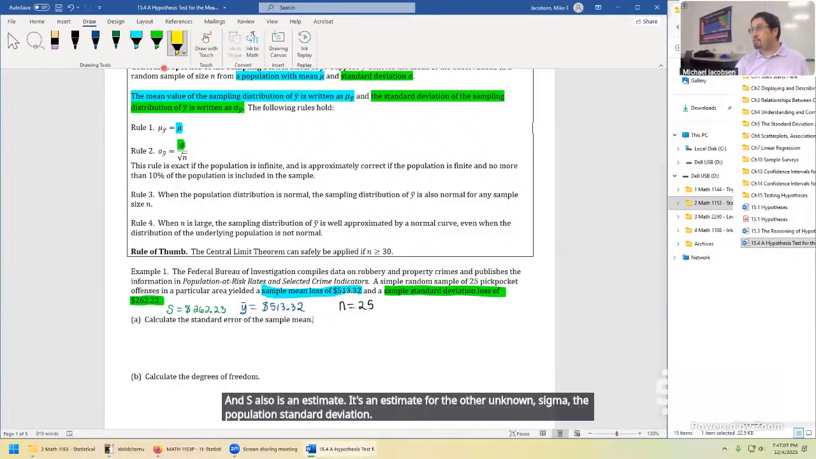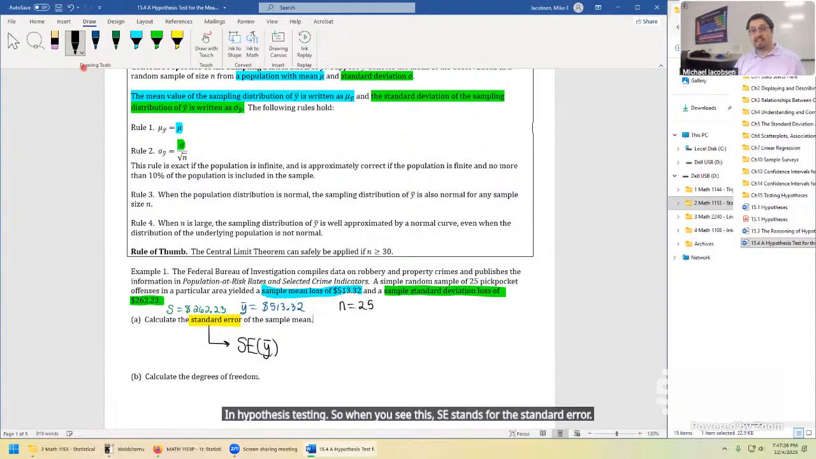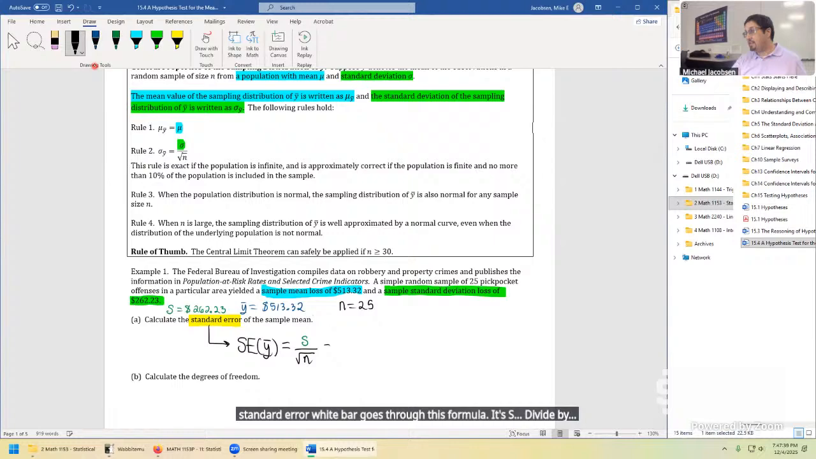Because we don't know the true standard deviation of the population, that's why we use the standard error for confidence intervals and for quantitative data. We're forced to use it again in hypothesis testing. When you see SE, it stands for the standard error. There are two kinds of standard errors: one for p hat and one for y bar. The standard error of y bar goes through this formula: S divided by the square root of the sample size, n.